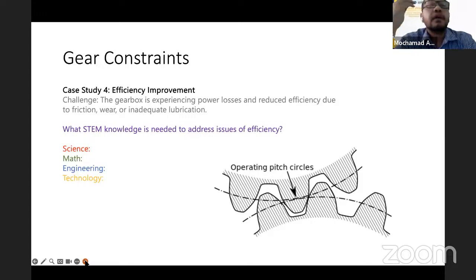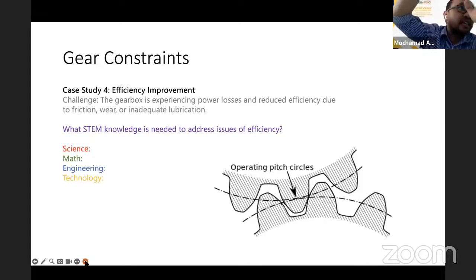Oke. Kemudian kasus yang lain lagi ya. Di sini ada constraint-nya kita harus meningkatkan efisiensinya. Efisiensinya misalnya dari power loss. Power loss ini artinya gaya yang hilang. Kalau dalam konteks roda gigi, semakin besar permukaan kontaknya, maka gaya yang hilang akan semakin besar. Nah, oleh karena itu kalau kita mau memperkecil gaya yang hilang tersebut, artinya di situ harus diperkecil kontaknya.